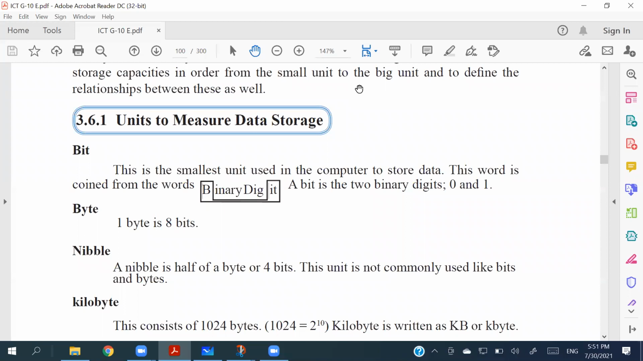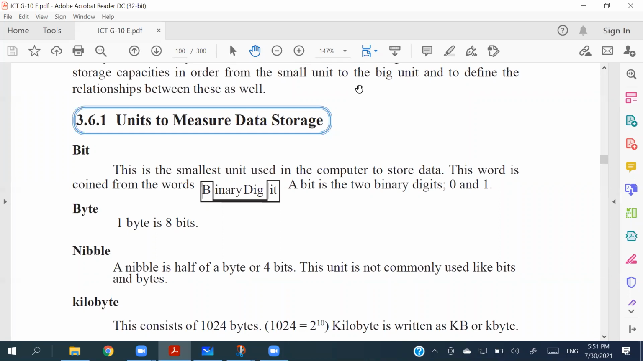Like when it comes to the human body, we say the cell is the smallest unit that we refer to. Likewise, when it comes to the computer, we say the bit is the smallest unit of data when we are talking about storage.